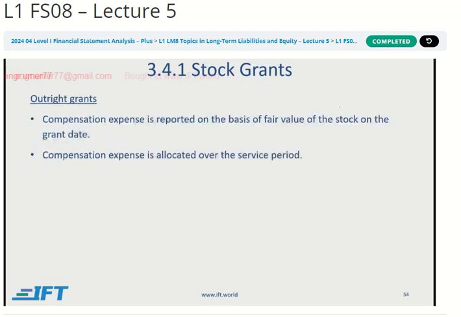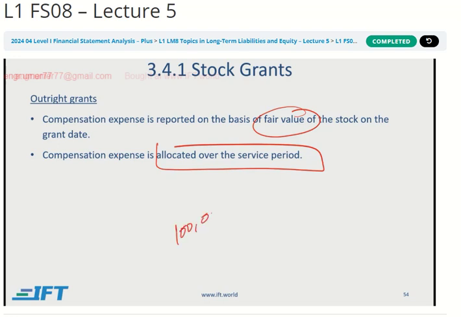So outright grant is straightforward. You just give them the shares, and based on the value of the stock and the number of years they are working, this expense has to be allocated. So let's say the value is 100,000, given over a 5-year period. Then obviously every year you're going to be recording a 20,000 expense.